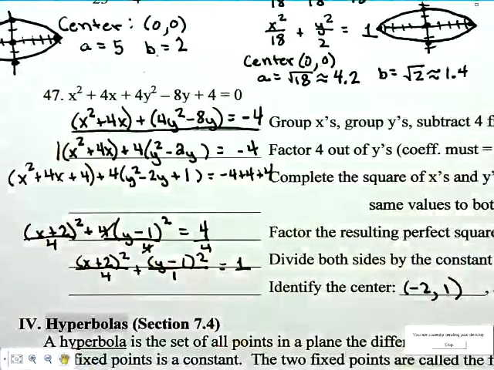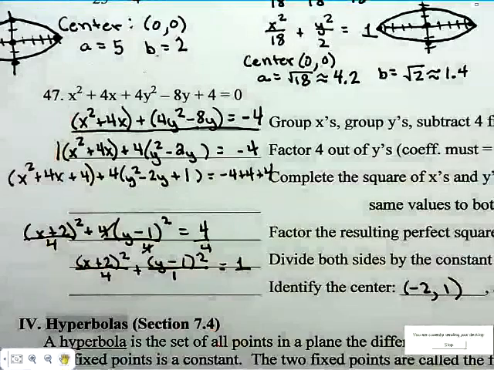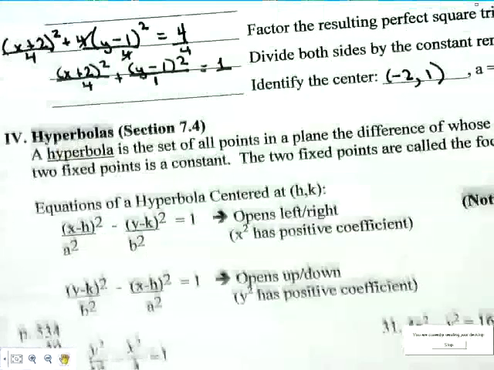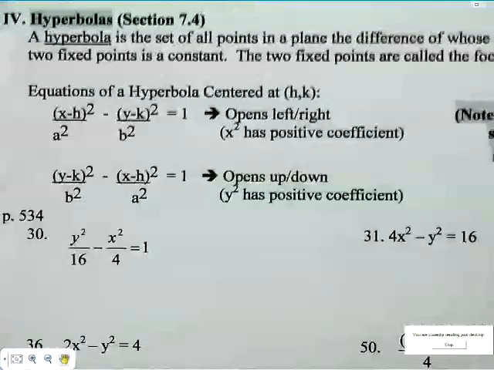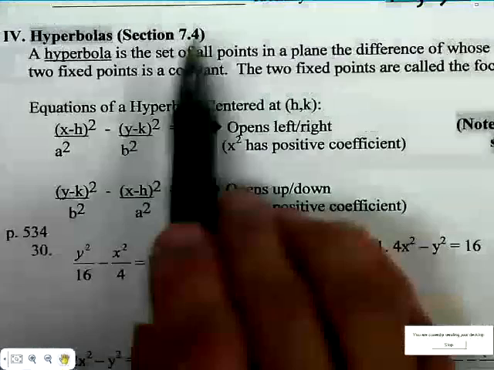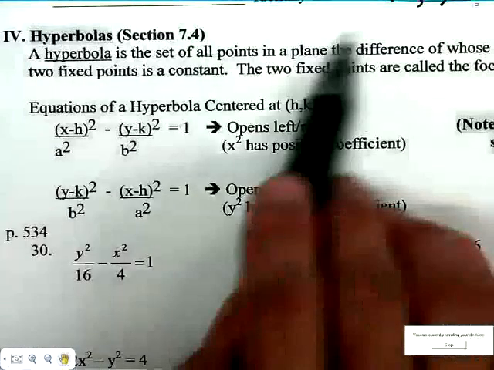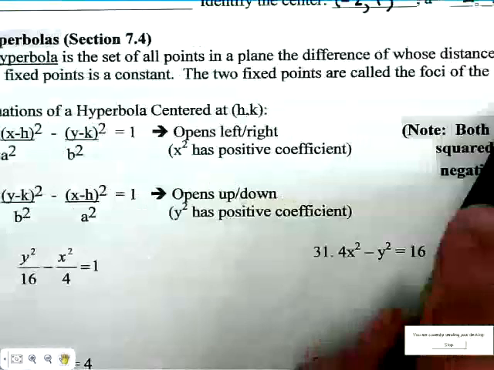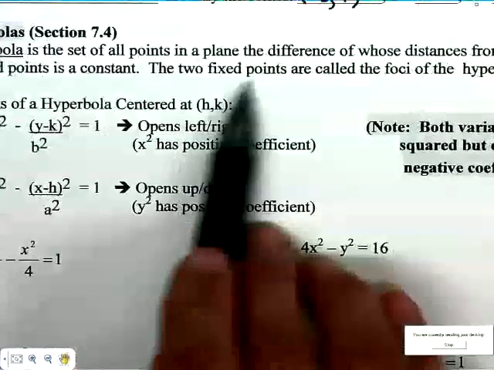All right, that's all I need to say about ellipses. And just when you think math can't be any more fun, you get hyperbolas. A hyperbola is the set of all points in a plane whose distances from 2 fixed points differ by a constant, and those 2 fixed points are called foci, just like they were for an ellipse.